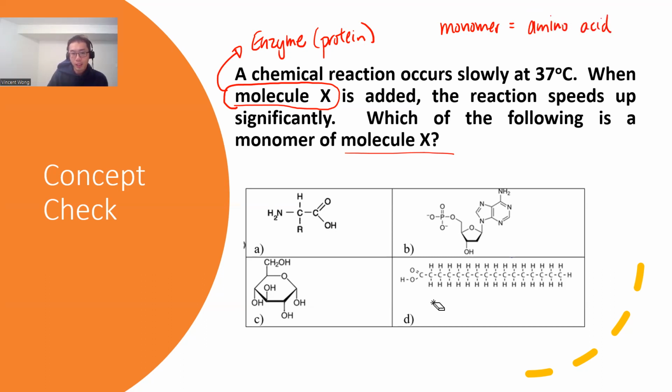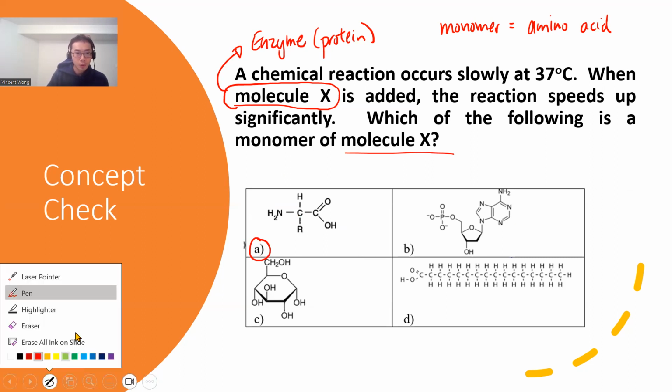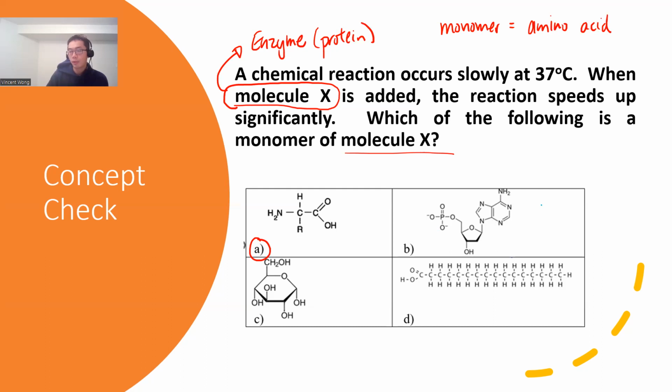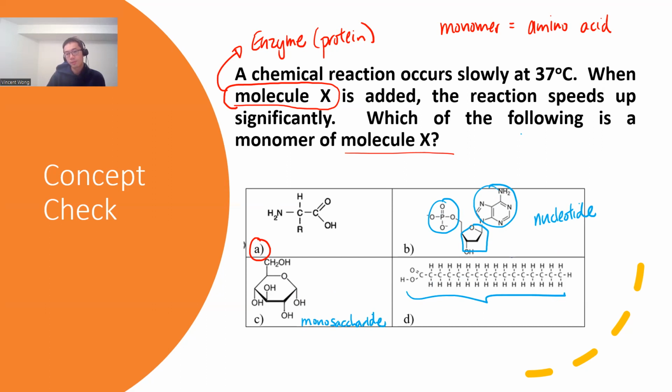So which picture here represents an amino acid? That's right, option A. That is an amino acid. We've drawn it a couple of times. Now, just for your record, B over here is a nucleotide. You can see there's the phosphate, the sugar, and the nitrogen base. This here is a monosaccharide. And does anybody know what this long thing is? Fatty acid. That's right, this is a fatty acid.